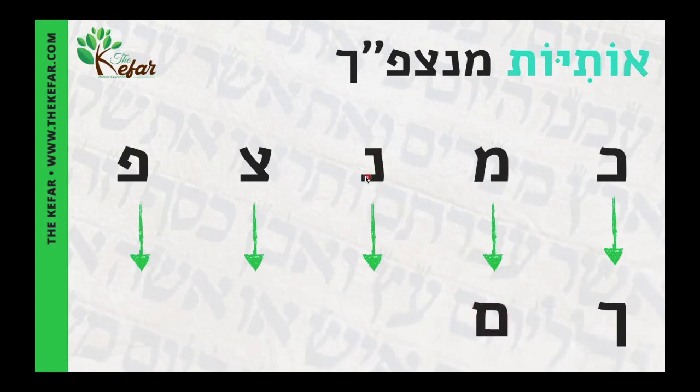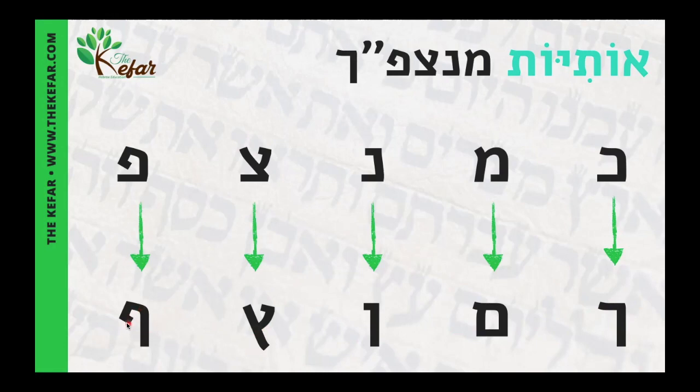So nun at the beginning or middle of words looks like this. If it's written as the last letter of a word, it'll look like this. Tzadi in the beginning or middle of words looks like this. Tzadi at the end of a word as the last letter looks like this. And then we have pei or fei in the beginning or middle of a word will look like this. And as the last letter, it will look like this, okay? So here we have kaf or chaf sofit, mem sofit, nun sofit, tzadi sofit, and pei or fei sofit.